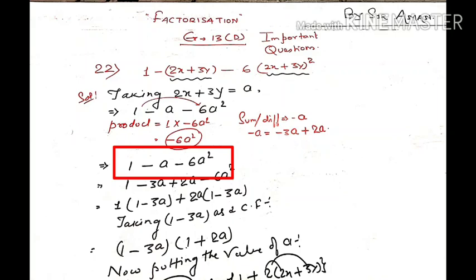What we will do after this, the same: product and sum or difference. What is the product? First and last, minus 6a². What is the sum or difference? Minus a. So we will take minus a is equal to minus 3a plus 2a. We can write like this, so in 1 and minus 3a, 1 is common. In the second term also, 2a is common, so what is left is 1 minus 3a. Now you see 1 − 3a is a common factor of both, so 1 − 3a will be outside. Now what is left is 1 + 2a.